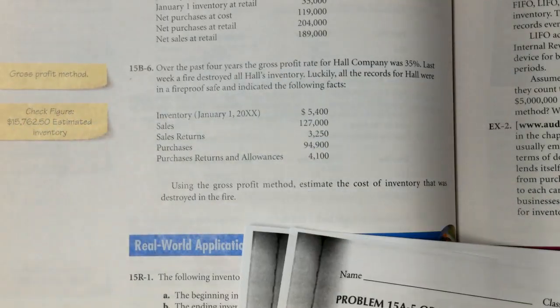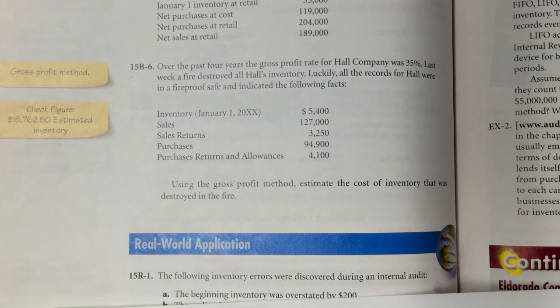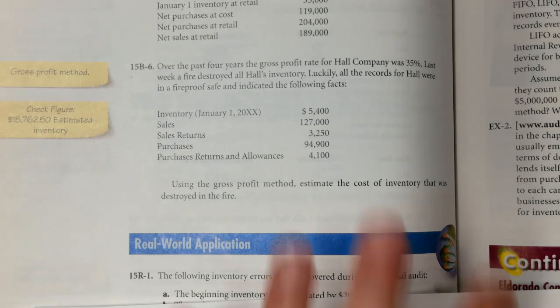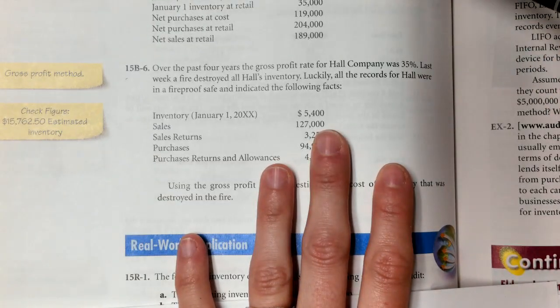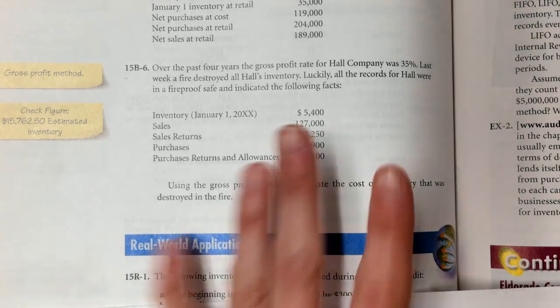Page 600, 15B5 and 15B6. Everything's listed out really nicely for you, but you should still rewrite these things. So 15B5 is to use the retail method. 15B6 is to use the gross profit method.